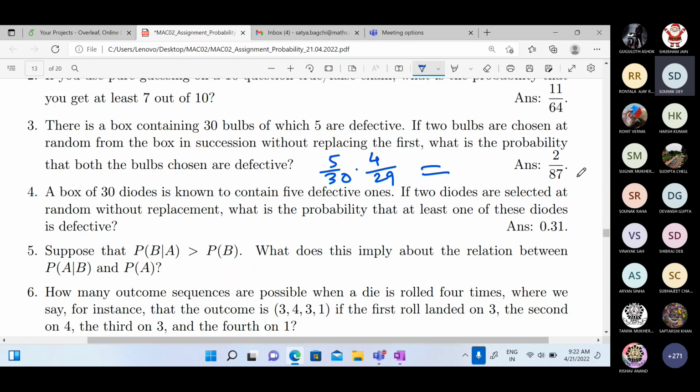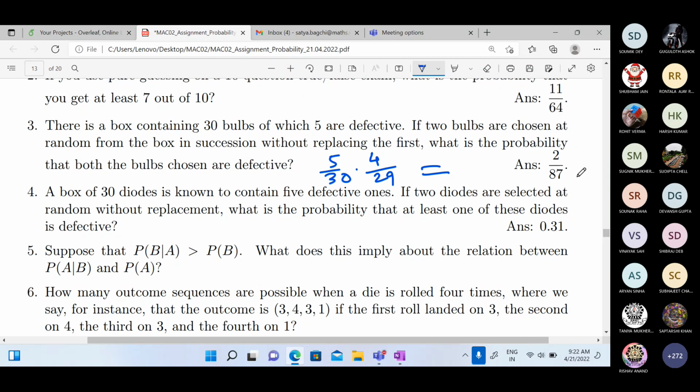Actually, from the upper side that will be 5C1. From the 5 defective bulbs we are taking 1, and 30C1 means we are taking 1 bulb from 30. Then without replacing, there are 29 bulbs, and 4 of them are defective, so we take 4C1 by 29C1. Exactly. Yes, that is it.